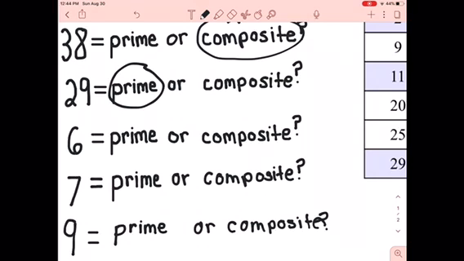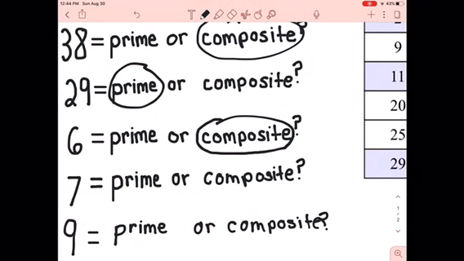Prime or composite? 6 is even, so it can be divided by 2 to get 3. I don't know if there are any other factors for that. I'm pretty sure it's just 6 divided by 1 and 6 divided by 3, which equals 2. So it is composite. Let's move on to 7.